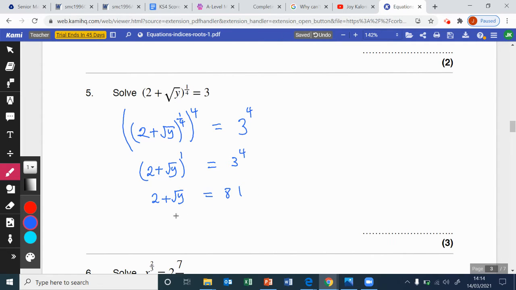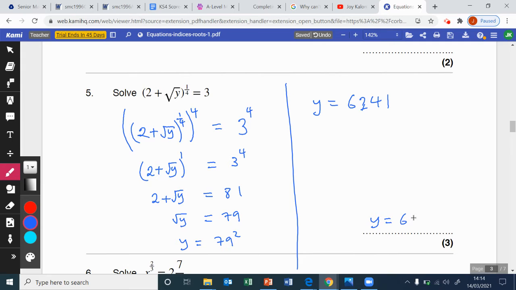And then take away 2 from both sides. We have the square root of y is equal to 81 take away 2, which is 79. Then squaring both sides, we have y is equal to 79 squared. So therefore y is equal to, let me just multiply, 79 squared, just checking my calculator because doing this in my head is hard. 6241. So we have that y is equal to 6,241.